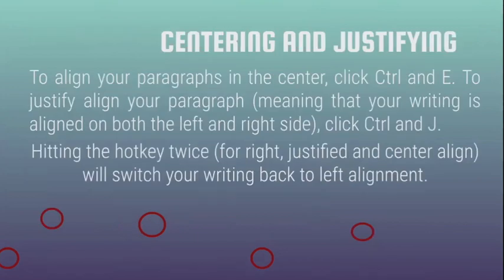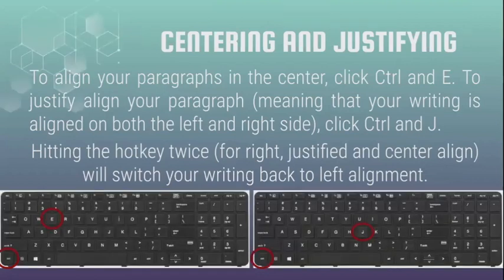Centering and justifying. To align your paragraphs in the center, click CTRL and E. To justify your paragraph, meaning that your writing is aligned on both the left and right side, click CTRL and J. Hitting the hotkey twice for right, justified, and center line will switch your writing back to left alignment.